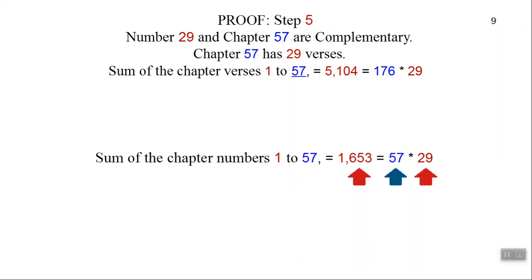And here the sum of the chapter numbers from chapter 1 to 57 is equal to 1653, which is equal to 57 times 29 verses. The next two steps of this work are built on the foundation of this equation of 1653 equals 57 times 29.